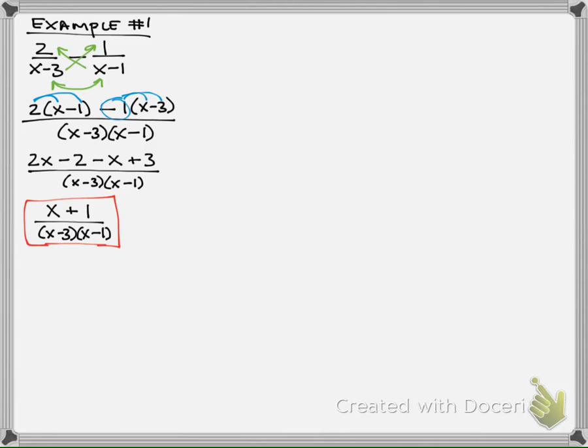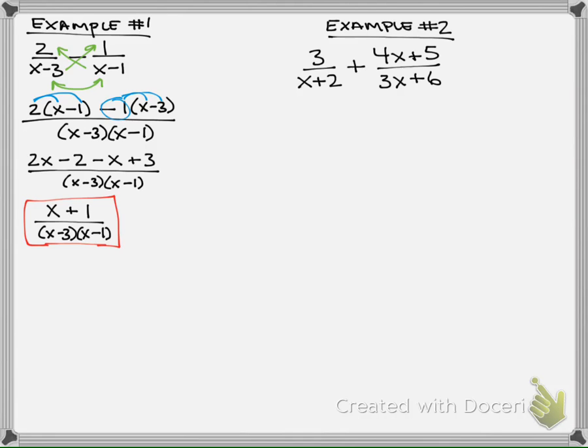Okay? So in this example, similar to example 1 that we did before, all we did was use the smiley face method. In this example, we have 3 over x plus 2 plus 4x plus 5 over 3x plus 6. What we're going to do is try to factor as much as we can the denominators we're given. The first fraction does not have a denominator that needs to be factored. The second one, however, does have a denominator that can be factored.